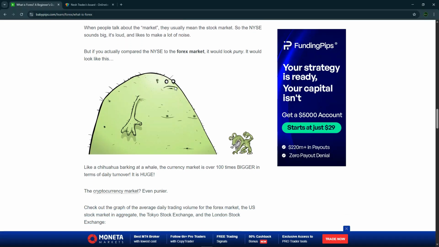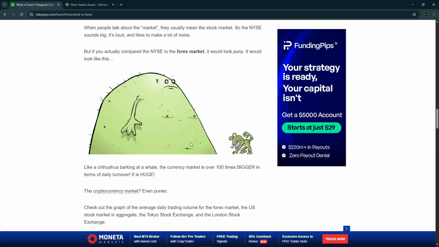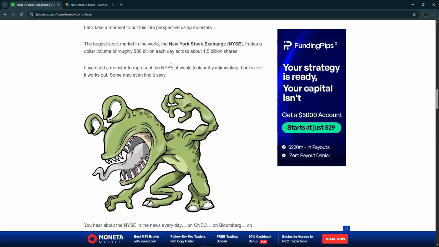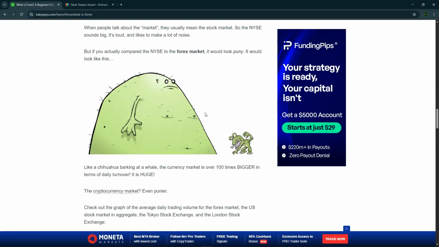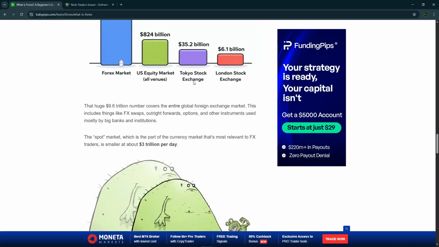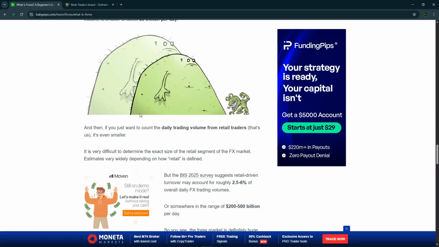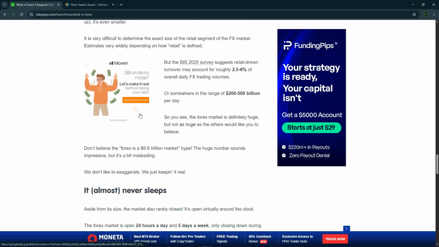And now when it comes to the forex market, you can see how big it is. This is our forex market. This is the New York Stock Exchange. So you can see $18 billion. It's not much compared to $9.6 trillion. All right, and that's how big the forex market is. You can see what is traded daily in the stock exchange, what is traded in forex markets daily, and the entire market, how huge it is. All right, so that's how the forex market is.